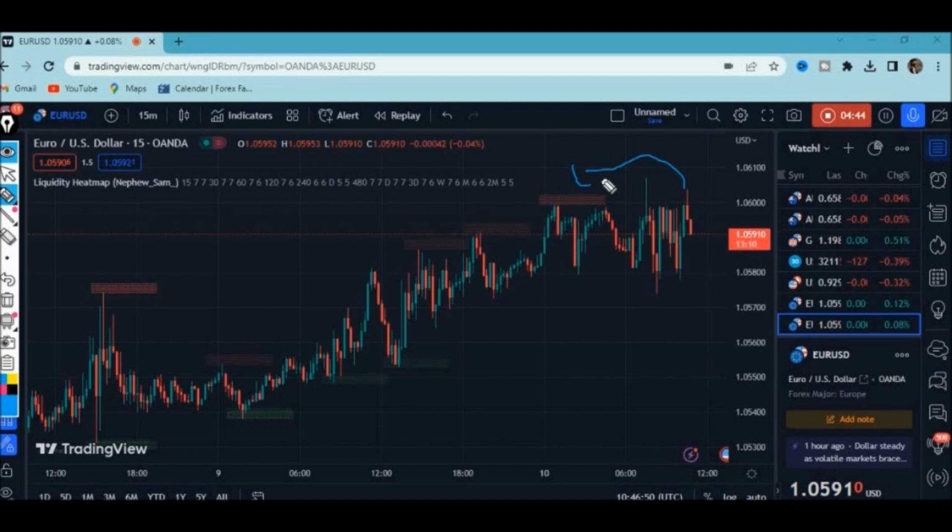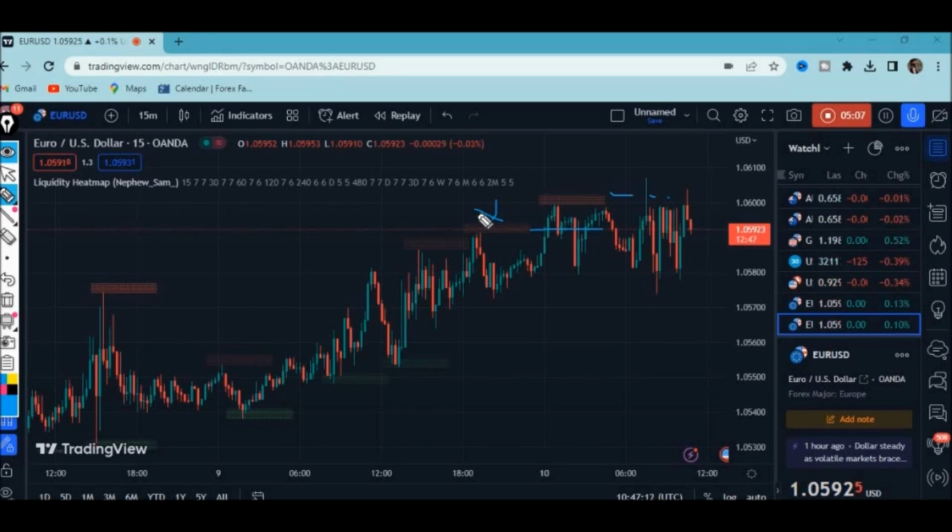You will see even price reacting to this level over here and to this level over here, but I'm very happy because this has already happened on the live market, and you can see the market reacted to this, and definitely it is also reacting to this liquidity that appeared at the price. So you can use what happened in the price using the Liquidity Hit Map by Nephew Sam.